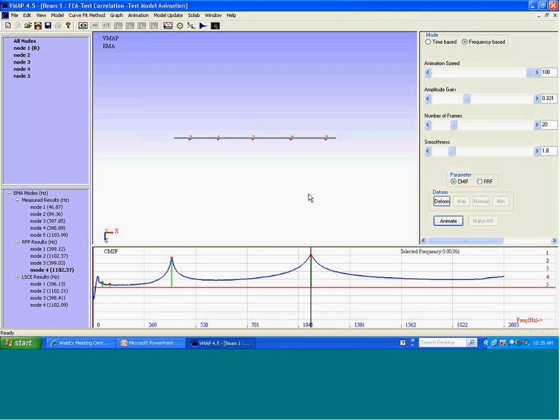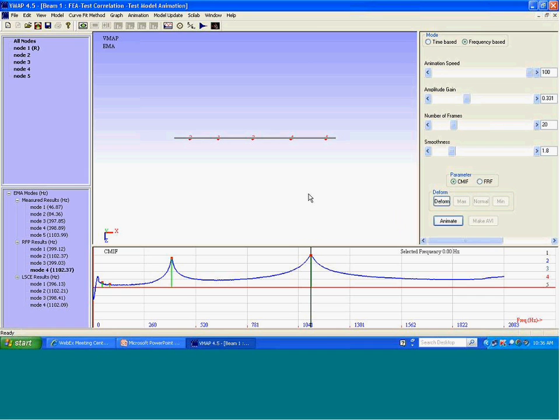To summarize what we saw in this live demonstration, we took a beam that is made of composite. We hang it from bungee cords at two ends to simulate free boundary conditions. Then we give an impact to the beam and we measure the response at various points. In this case, we measured at 5 locations. Then with the experimental data, we did curve fitting to get the modal parameters.